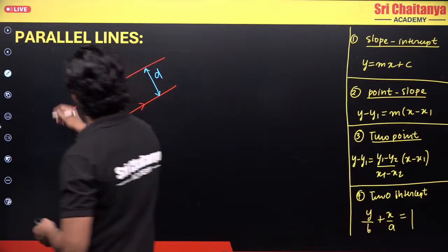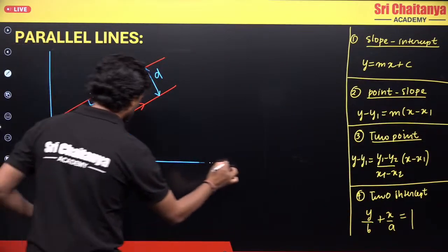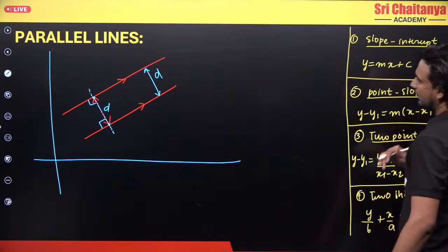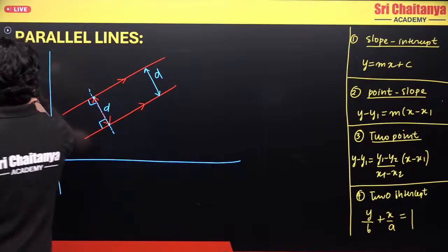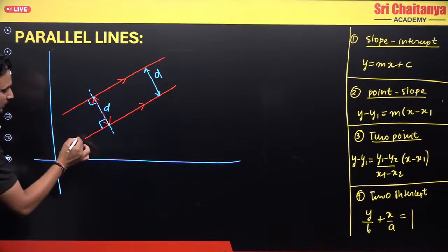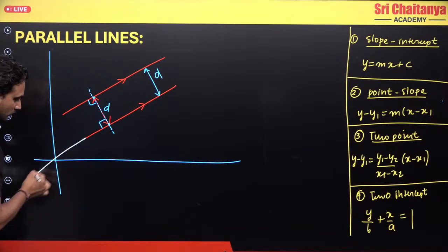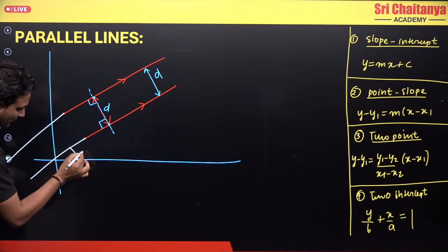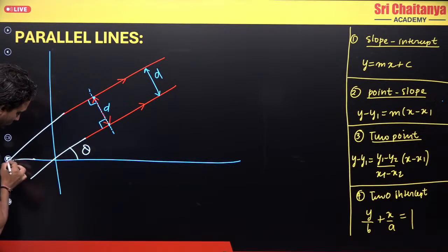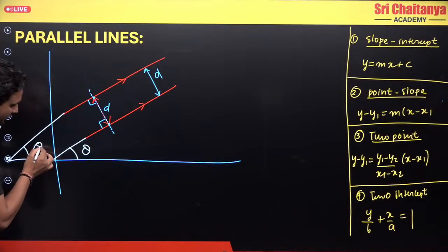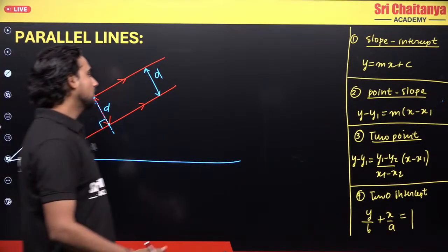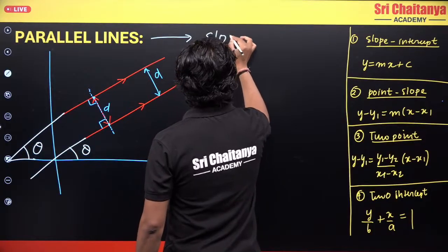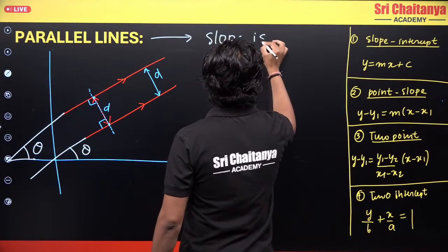So now if you try to draw in this scenario, what do you see? The thing you should observe is that if I extend the straight line here and if I extend this here, what do you see? That this angle theta and this angle theta are same. What does that mean? That means for parallel lines the most important thing is the slope is same.